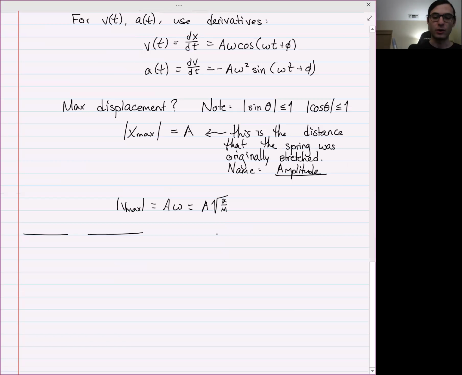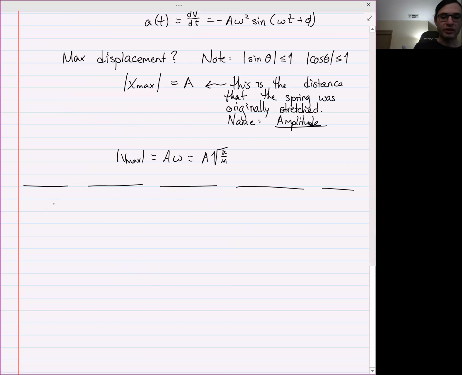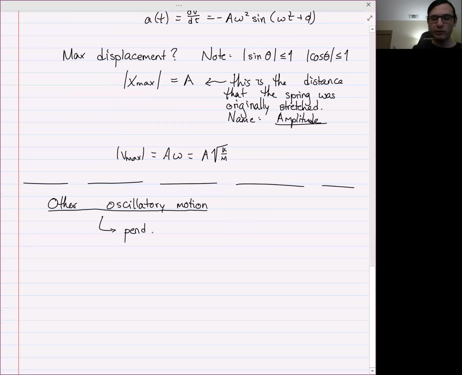I'm going to give you an example of that. We're going to talk about other oscillatory motion, and I'm going to show you how you can approximate that motion as a simple harmonic oscillator. One example would be pendulums. Another example would be the oscillation of atoms and molecules. They oscillate back and forth like this, but it's not actually a spring, so it doesn't exactly satisfy simple harmonic oscillation rules.